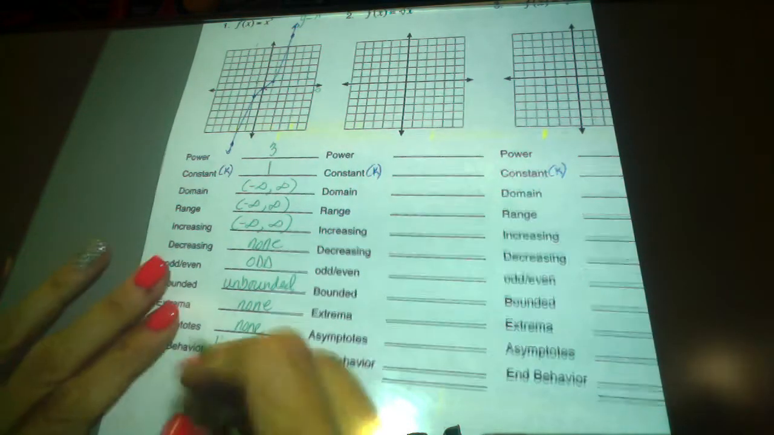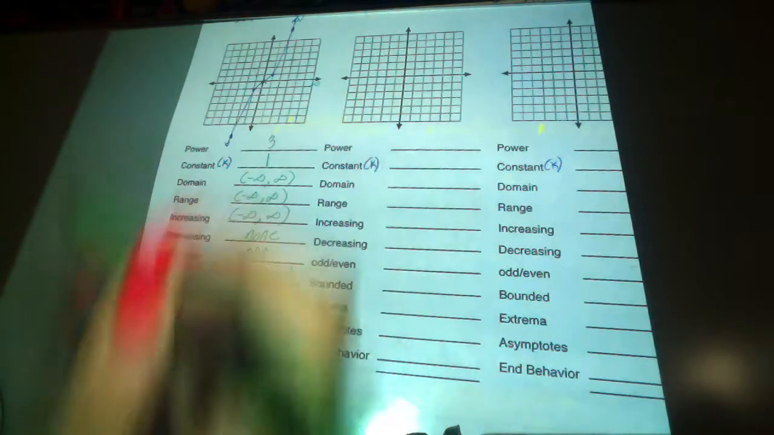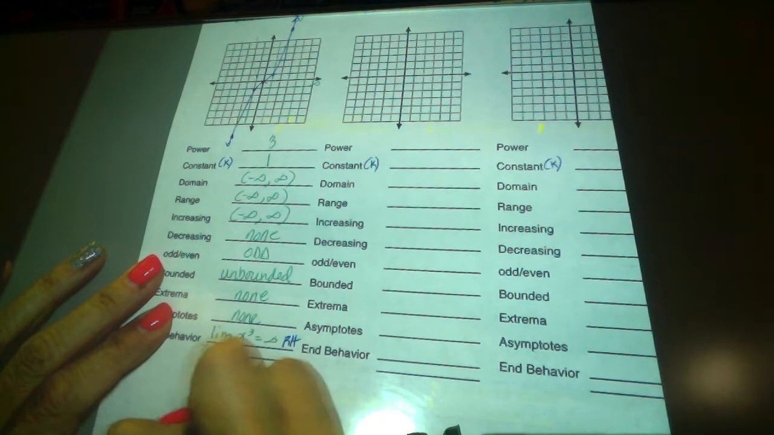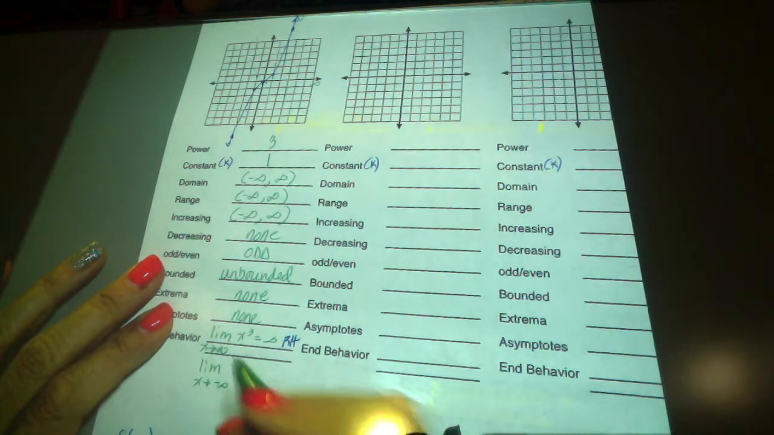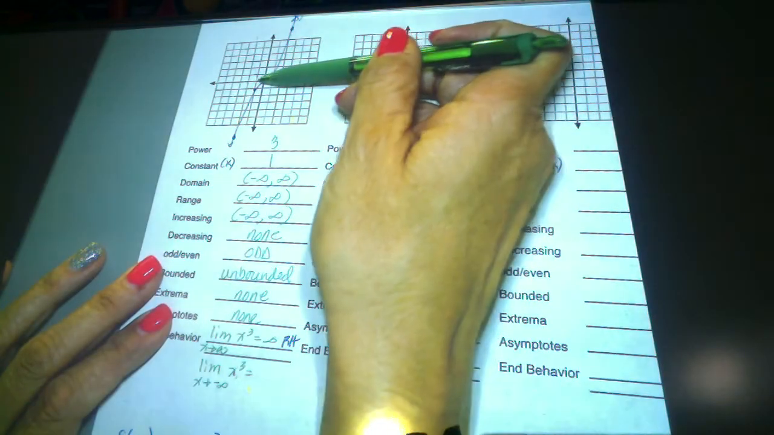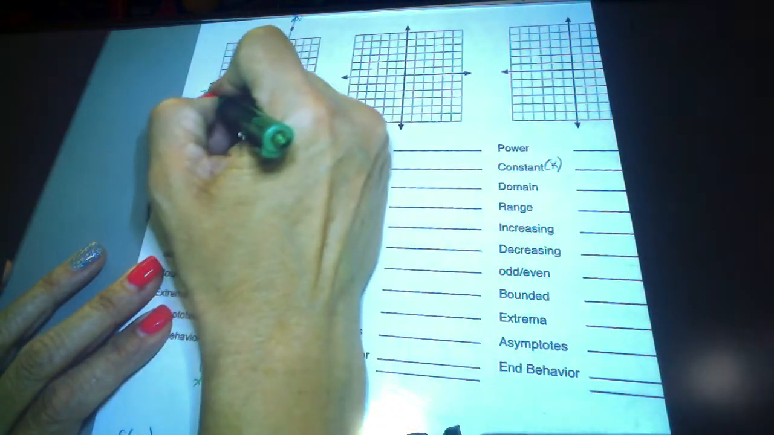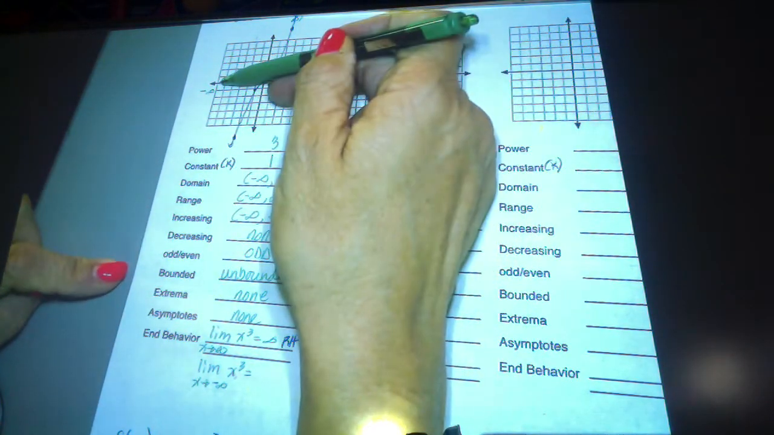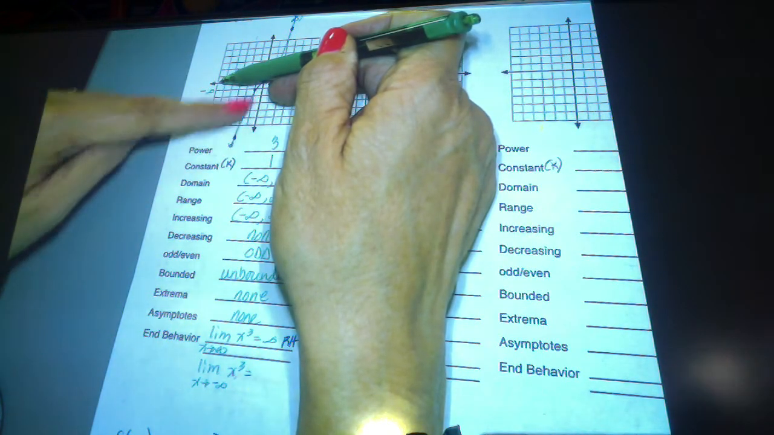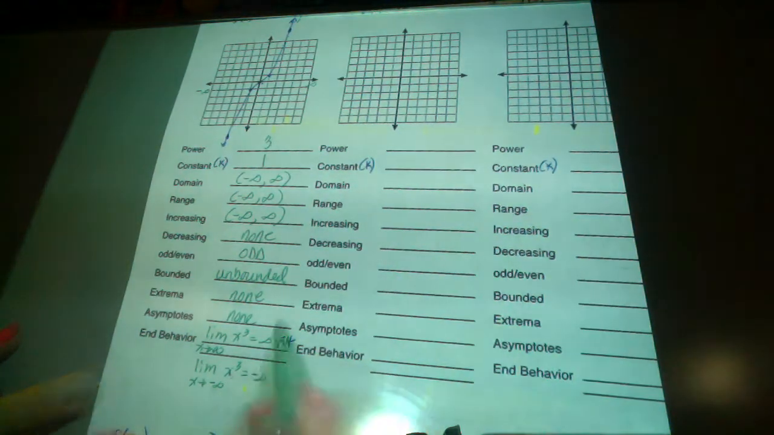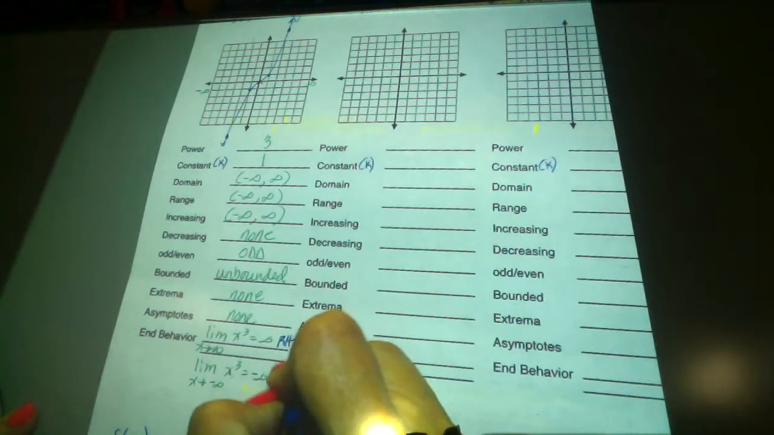Look at your left-hand behavior, meaning we're going to the left. We're going towards negative infinity. So the limit as x approaches negative infinity of the function, which is x cubed, equals. So as I go to the left, here's negative infinity over here, what is happening to the y value? As I go left towards negative infinity on the x-axis, what's happening to the y value? It's going down, which is negative infinity. So it is approaching negative infinity. This is your left-hand behavior.